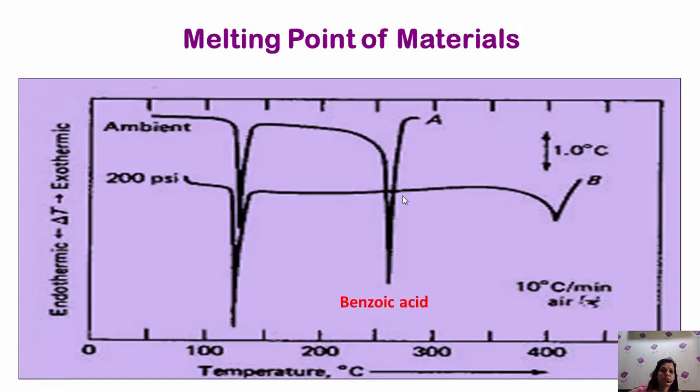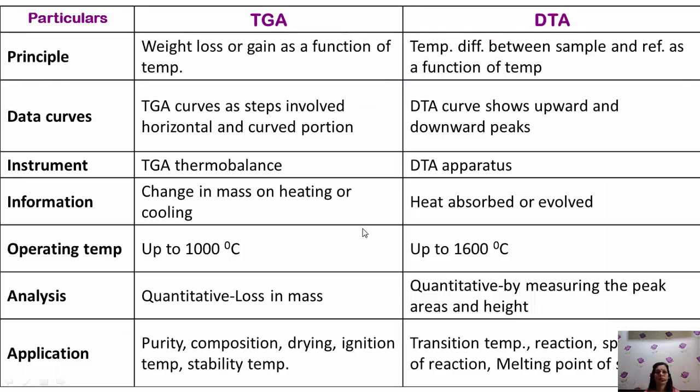A simple example I try to show over here is benzoic acid, a white colored solid organic compound which you might have utilized during organic qualitative analysis also. Can anyone tell me the melting point of this compound? Yes, correct, 120 degrees Celsius. So you can see this endothermic peak. You can see here the melting point of the compound takes place in the case of benzoic acid.